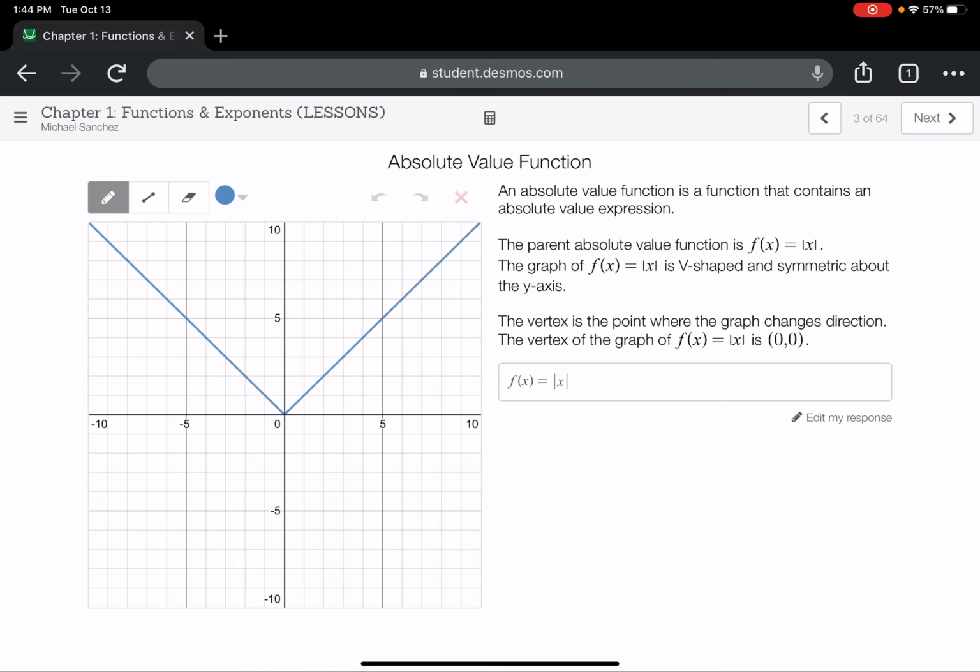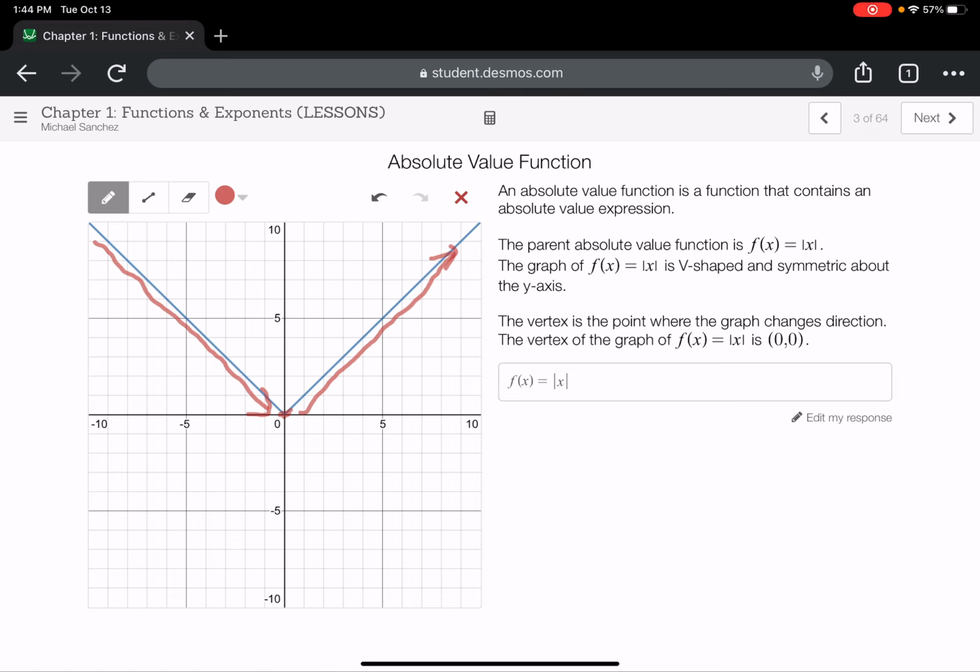The vertex is the point where the graph changes direction. So if we see here, our graph is changing direction. It's coming from left to right. We're coming down on a decreasing slope. We hit this point right here, which is called the vertex, and then we change direction and we start going up at a positive slope.